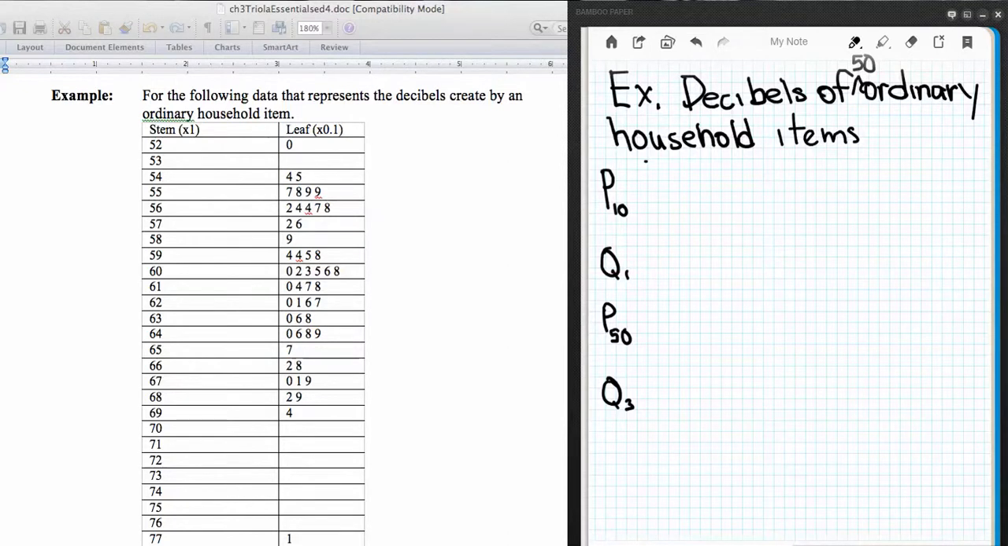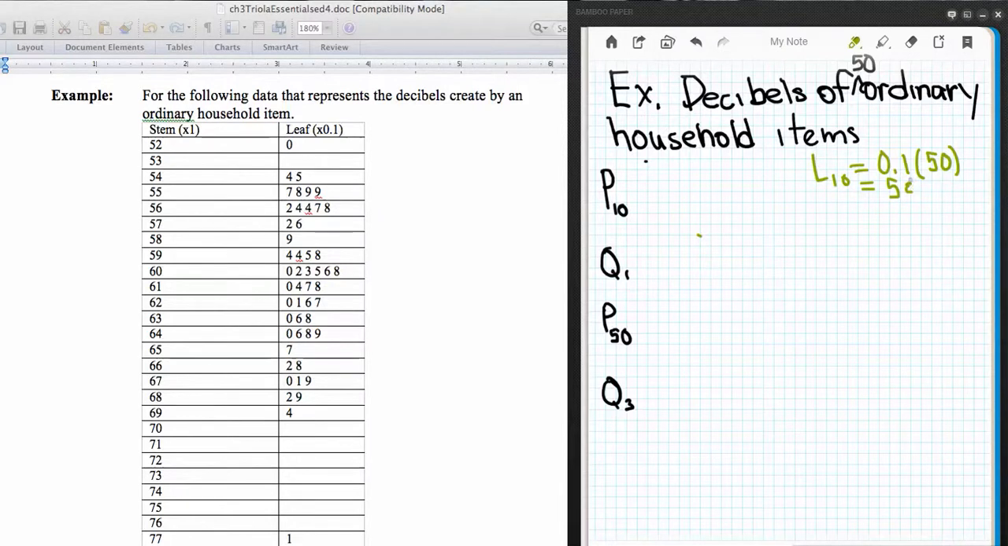All right, now that you have hopefully worked through these, let's go ahead and work through them and you can see if you are correct in your process. So the first thing, to find the 10th percentile, I'm going to find the indicator of where the 10th position of the data would be located. So 10%, that's 0.1 times the number of data points. And I did give you a little help here. I said this is the decibels of 50 ordinary household items, so you know that n is equal to 50. So this is going to give me 5.